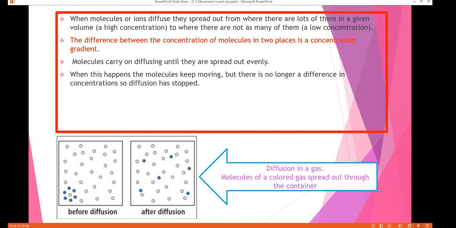Alright, so diffusion in a gas: you can see molecules of a colored gas spread throughout the container. Is it clear, ladies?